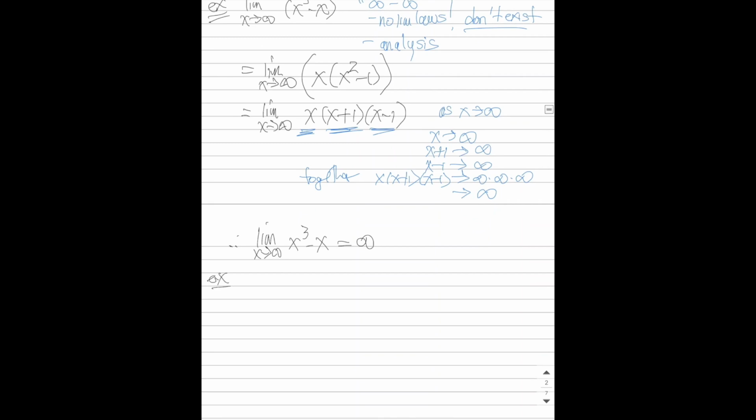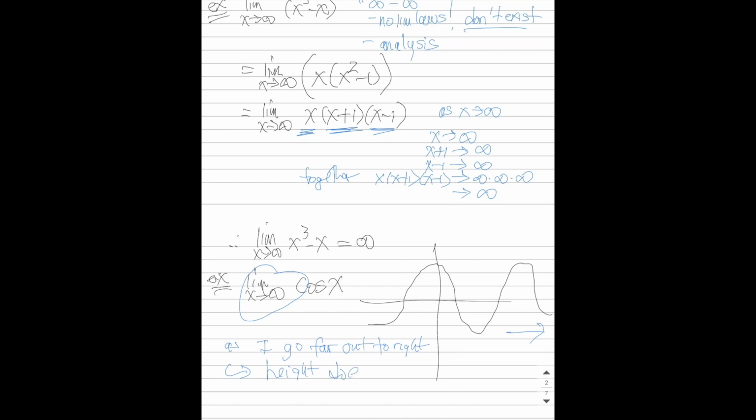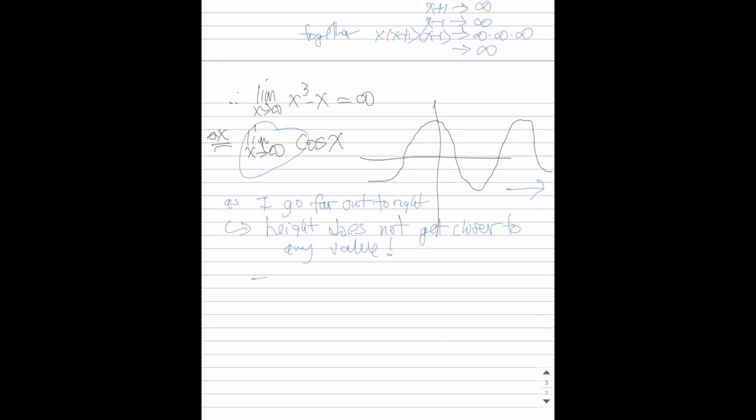So for example here, if I were to talk about the limit of cosine of x, this limit says go really far out to the right. So as I go far out to the right, the height does not get closer to any value. Cosine just bounces up and down between 1 and negative 1. It doesn't get closer to any value. And since you don't get closer to any value, the limit does not exist.